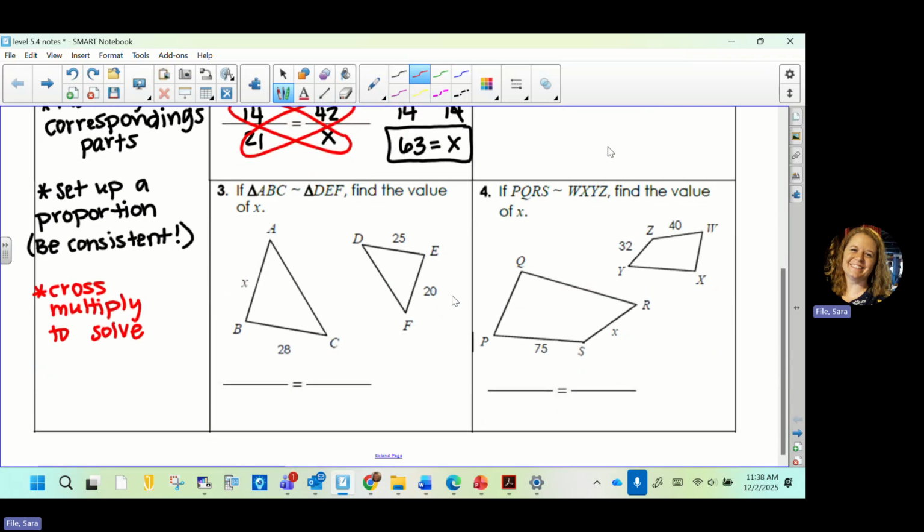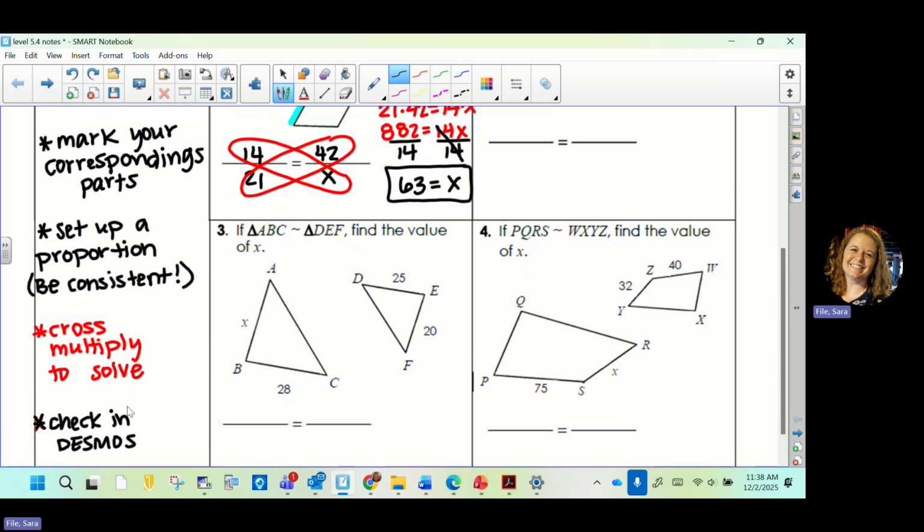So I'm going to add that down here. Check in Desmos. Okay, so that's the same process we're going to follow, those steps for all of these. Okay, I'm going to move a little bit faster.